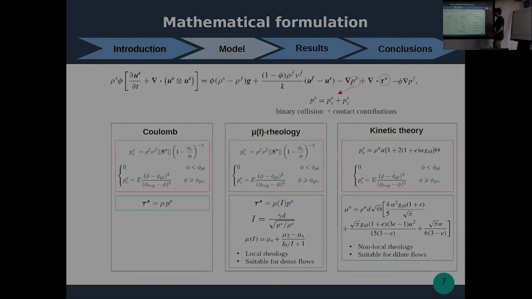And finally, we've got the kinetic theory, and in this case, the friction coefficient adopts a very long expression where we have this theta that's called the granular temperature, and it includes the fluctuation of the velocity. So by that we're embedding some non-local effects. That's the reason we call it a non-local rheology, and this is more suited for dilute flows.